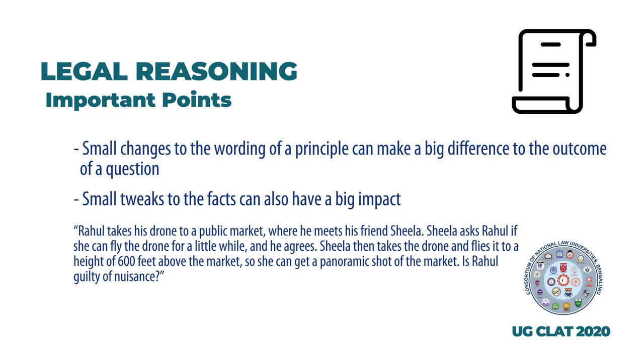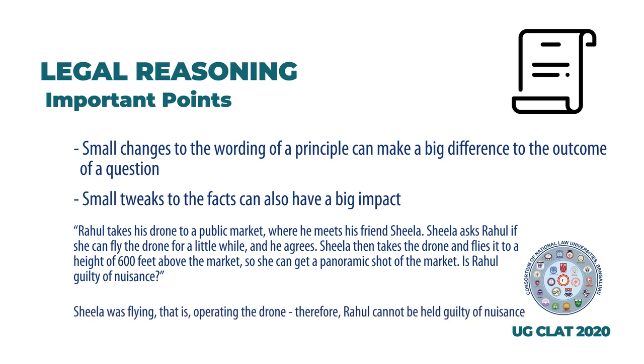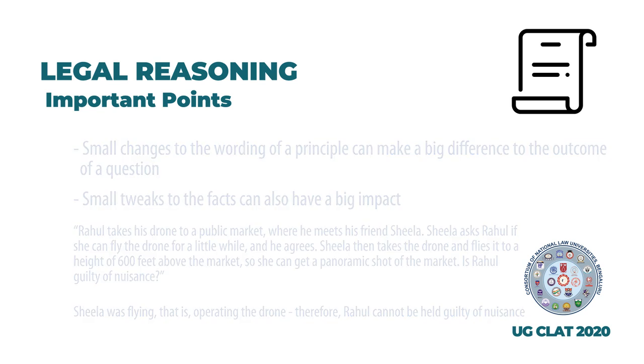While your first instinct in this case may be to say yes, slow down. The question asks if Rahul is guilty of nuisance, but the facts tell us that Sheila was flying, that is, operating the drone. Therefore, Rahul cannot be held guilty of nuisance. It would, of course, have been a different matter altogether if the question asked whether Sheila was guilty of nuisance.